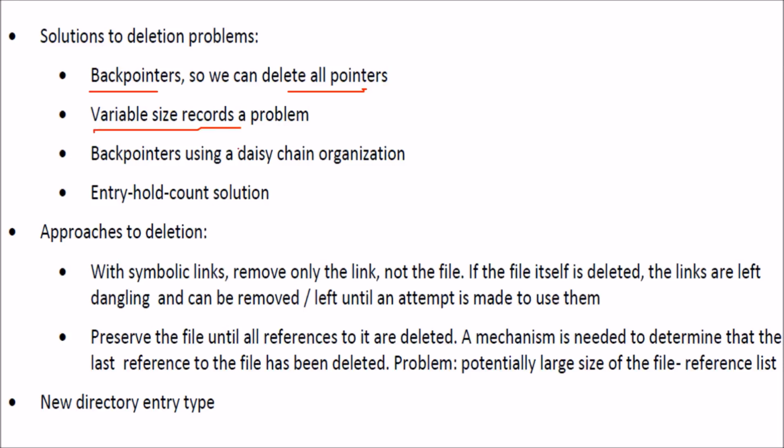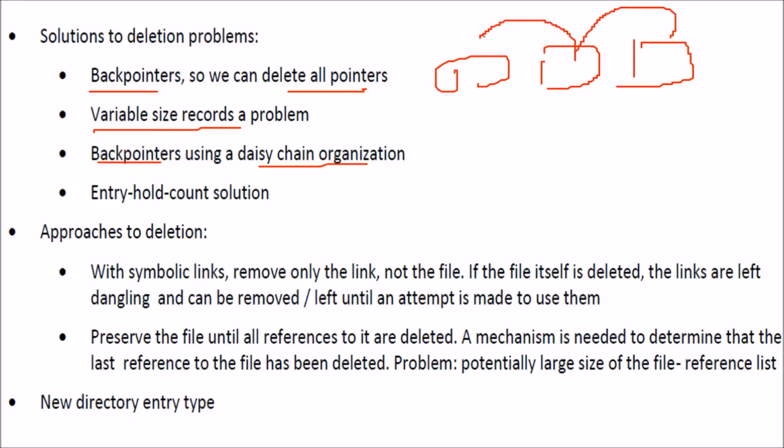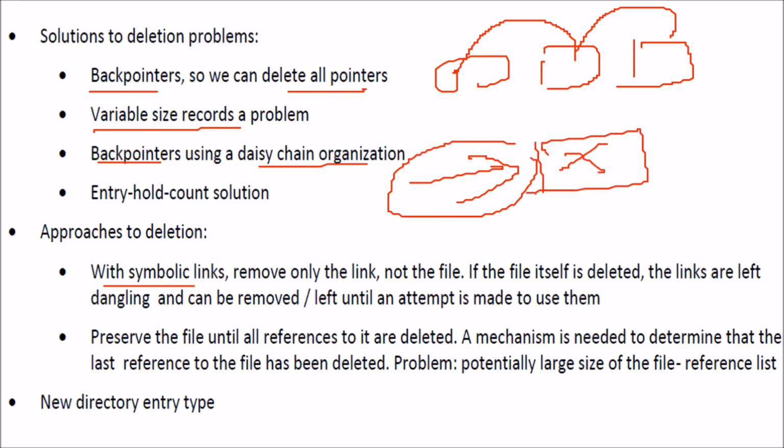This can also be there. So what we do, there are back pointers, and this is in the form of daisy chaining. Means this is pointing to this, this is pointing to this, right? And these are approaches to deletion, because deletion is always an issue with symbolic links. As we just said, we remove only the link, not the file. Let the file be there.